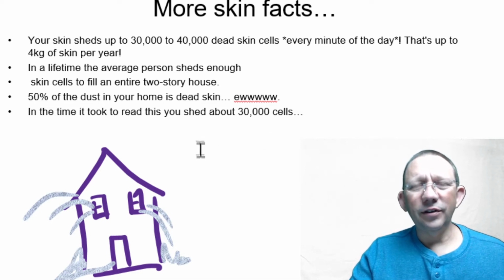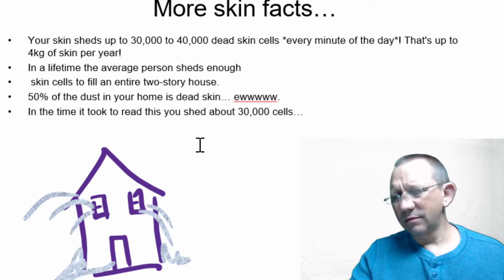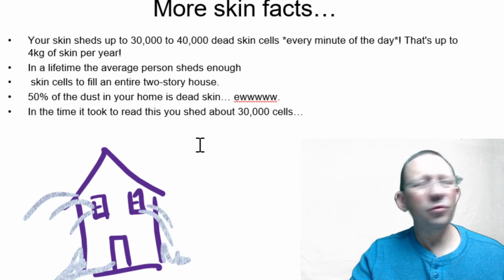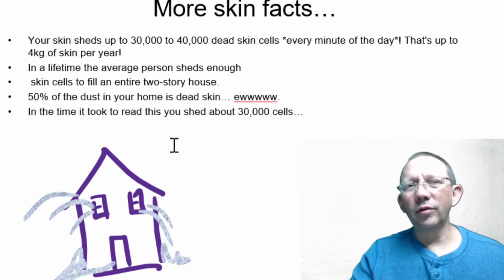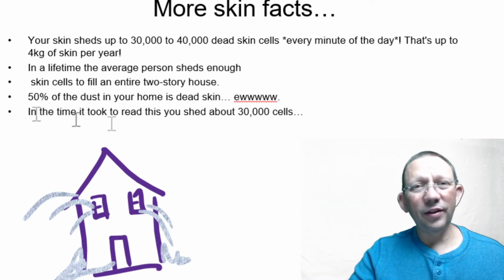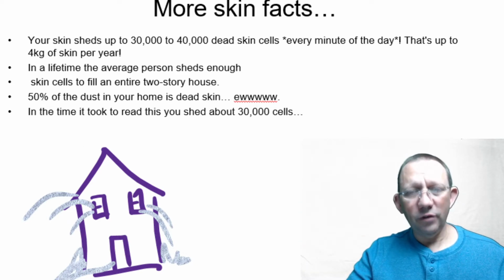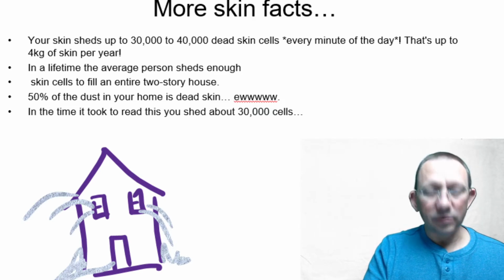50% of the dust in your house is skin cells. So if you move into a new house, that's somebody else's skin. That's so gross. So in the time it took me to read this, you lost about 30,000 skin cells. They fell off you and ended up God knows where else.